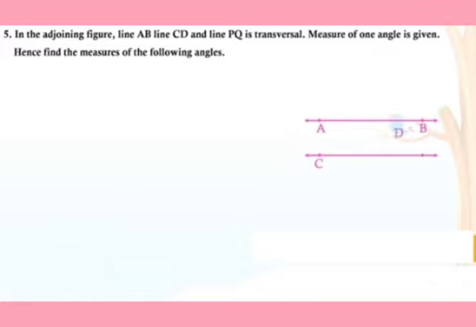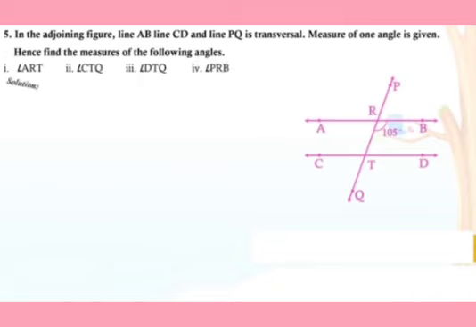Line AB is parallel to line CD. They both are parallel lines, and line PQ is their transversal line. PQ is the transversal line, and R and T are their intersection points. A few measures are given. Here 105 degrees is given. We are going to calculate angle ART, angle CTQ, angle DTQ and angle PRB. These four angles we are going to calculate.